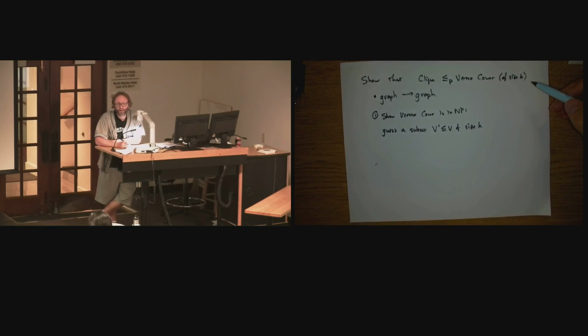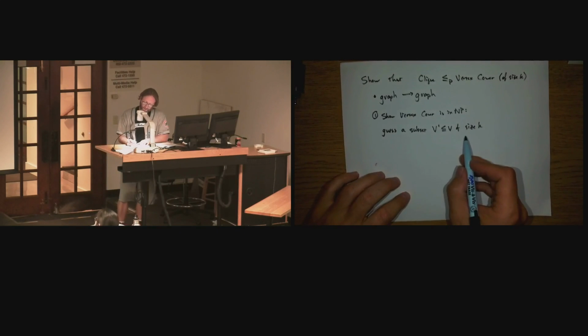You don't ask, what's the best vertex cover that there is? What's the smallest vertex cover there is? You simply ask, is there a vertex cover of size 2? Is there a vertex cover of size 1? Is there a vertex cover of size 3? Yes. Okay. Then that's your best vertex cover. So guess a subset of size k.